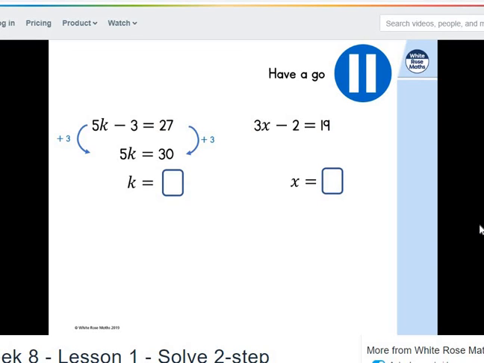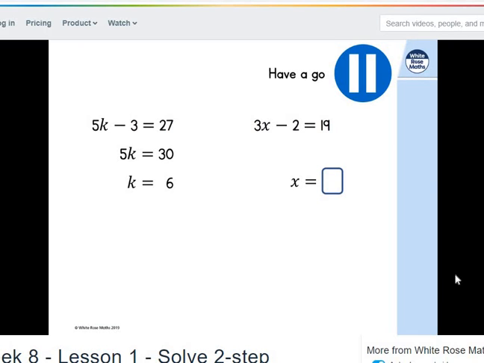So if 5k's are worth 30, how could I work out the value of 1k? A bit like thinking if I've got 5 jars and there are 30 cookies in it, then I could see that actually each jar would have to have, well, it'd be 6 in it, because I can divide it by 5. What about the other one?